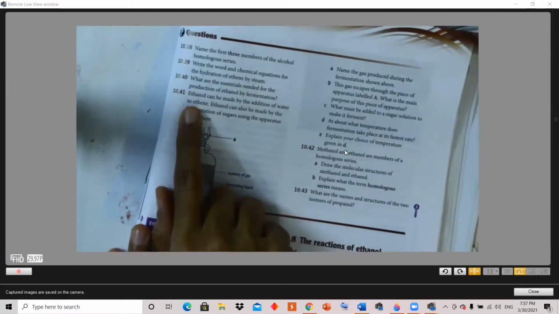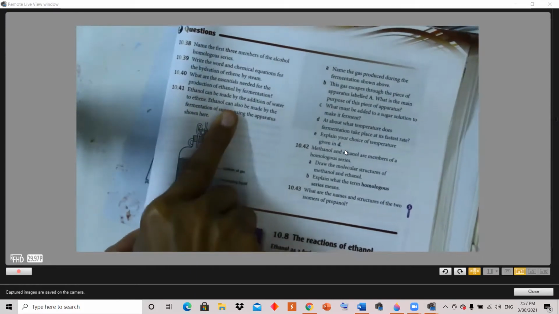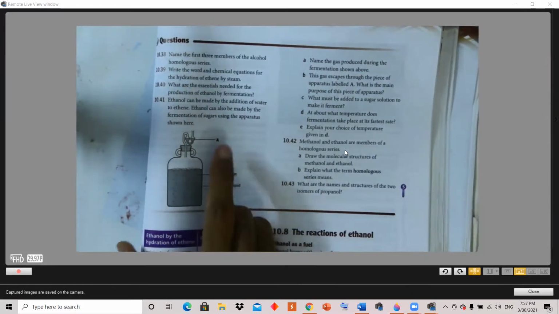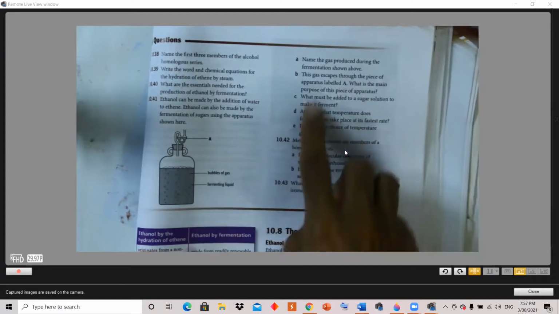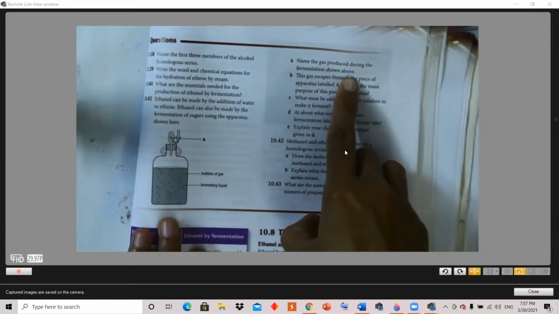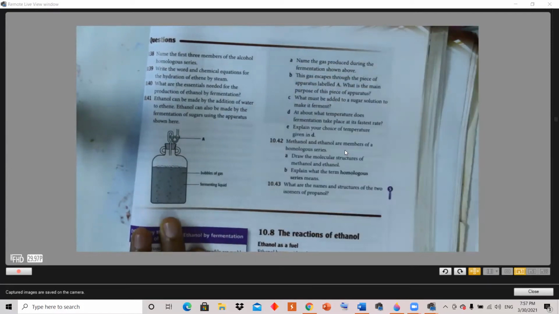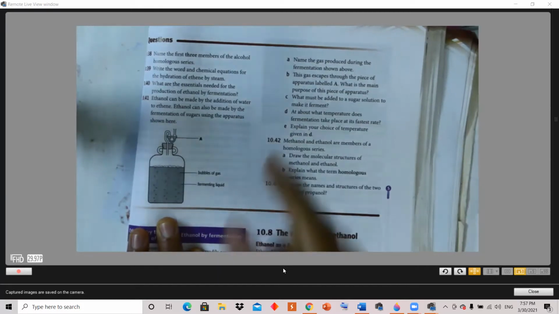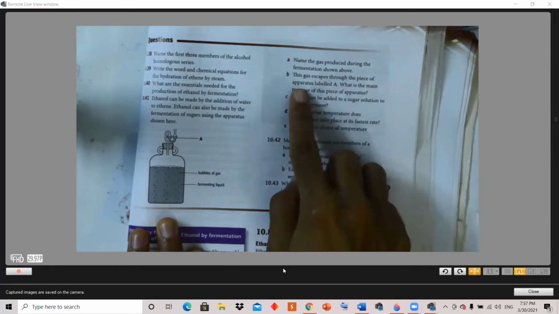Then what's the next question? Ethanol can be made by the addition of water to ethene. Ethanol can also be made by the fermentation of sugars using the apparatus shown here. Name the gas produced during the fermentation shown above. Easy. Carbon dioxide. Yes, very good. This gas escapes through the piece of apparatus labeled A.